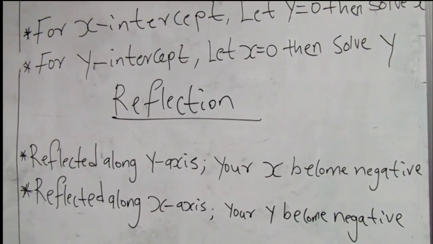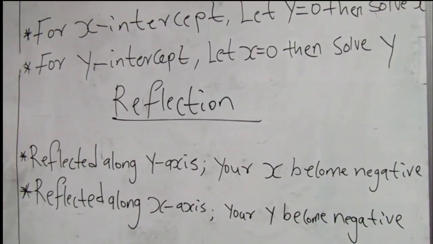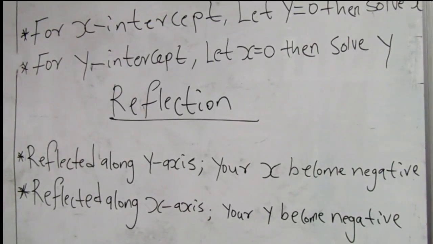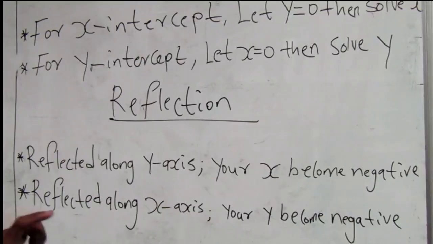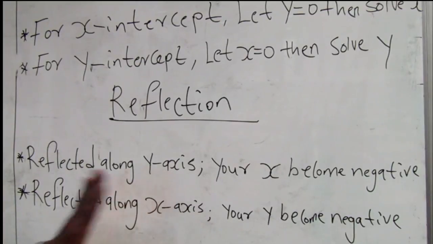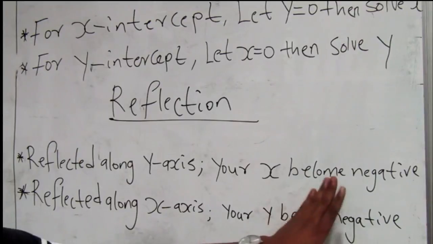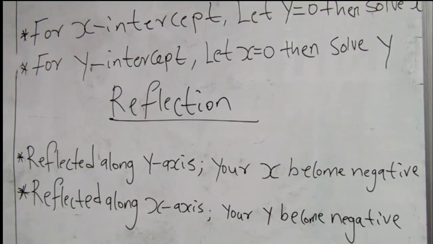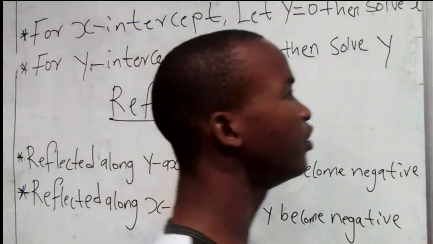When they say write your g of x when f of x is reflected along the y axis, you need to note that your x has to be negative. When you are reflecting, you are changing your variable x to be negative. When you reflect it along the y axis, the variable x in that given function becomes negative. And when you reflect it along the x axis, the variable y in that given function changes to negative.